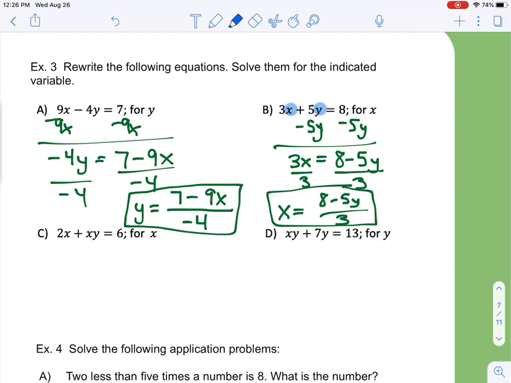Alright, this next one you'll notice we are solving for x, but we have x in both sections. So we can't subtract anything over and then divide. We can, however, pull an x out. So we can say x and then within parentheses 2 plus y equals 6.